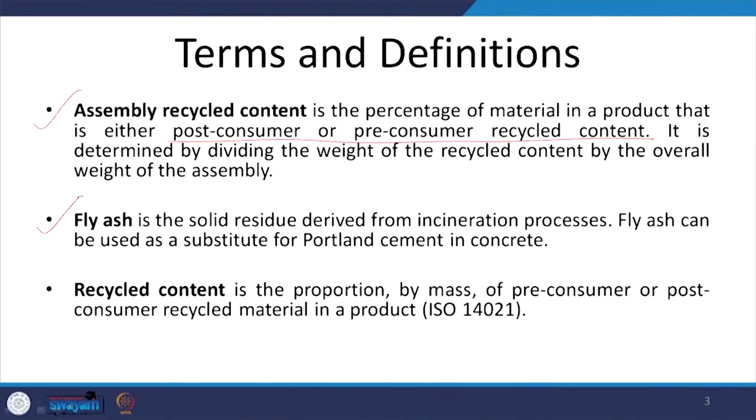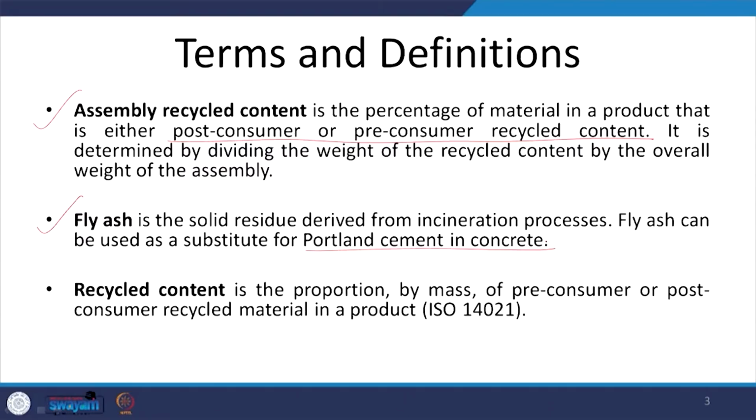Then we are talking about fly ash as a material, and a lot of materials use fly ash as one of the constituents, one of the ingredients, and it also substitutes some of the materials. For example, Portland cement in concrete can be substituted by adding fly ash. So, fly ash is becoming a very commonly used material when we are talking about material optimization.